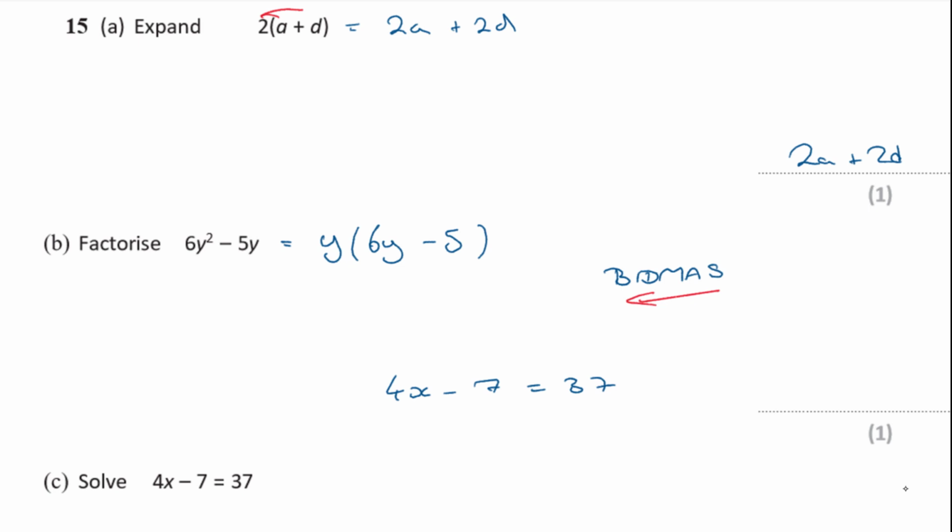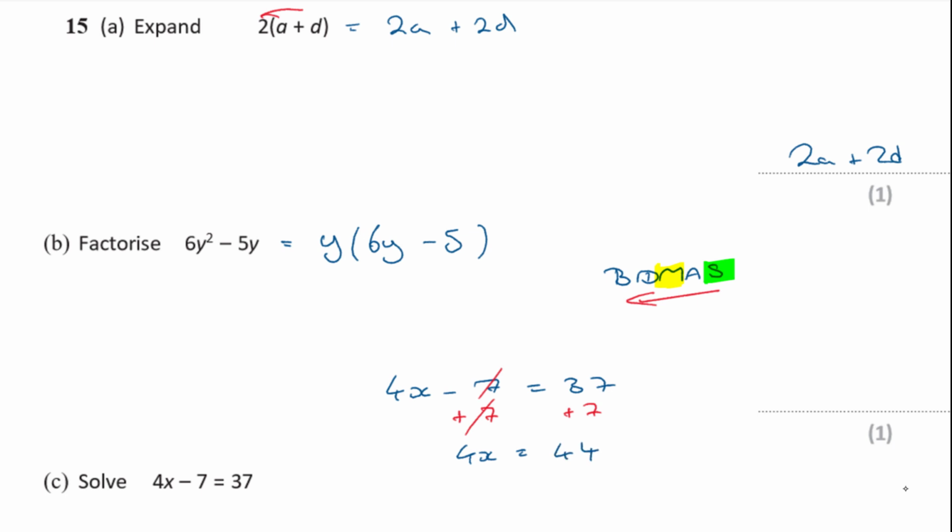So here, if you think about it, I've got 4 times x, which is a multiplication, and I've got a subtract 7, which is a subtraction. So normally I would do the multiplying first and then the subtraction, but when I'm unwinding this equation to solve it, I go through backwards. So I'm going to deal with the subtraction first. Now the opposite of subtract 7 is add 7. So if I add 7 to both sides, on the left hand side, they're going to cancel. It's going to leave me with 4x on the left, and on the right, 37 plus 7, well, that's 44.